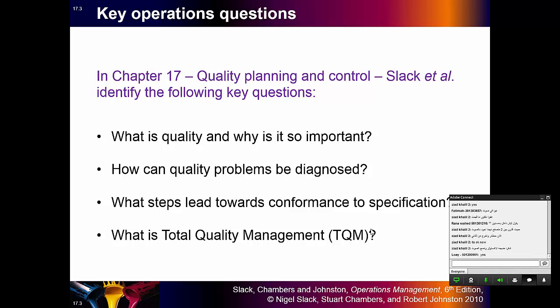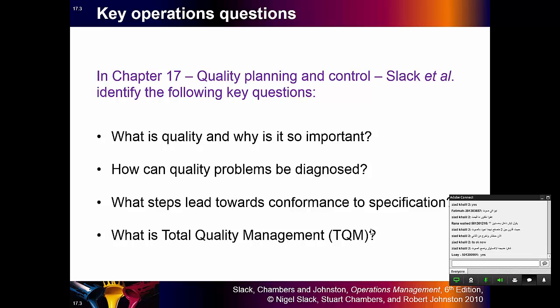After that, we will answer the question of what steps lead towards conformance to specification. Okay, so inshallah we will see that the quality definition is the continuous conformance to specification. We will see that definition, and we will see what is the meaning of conformance to specification and the steps that lead toward conformance to specification.